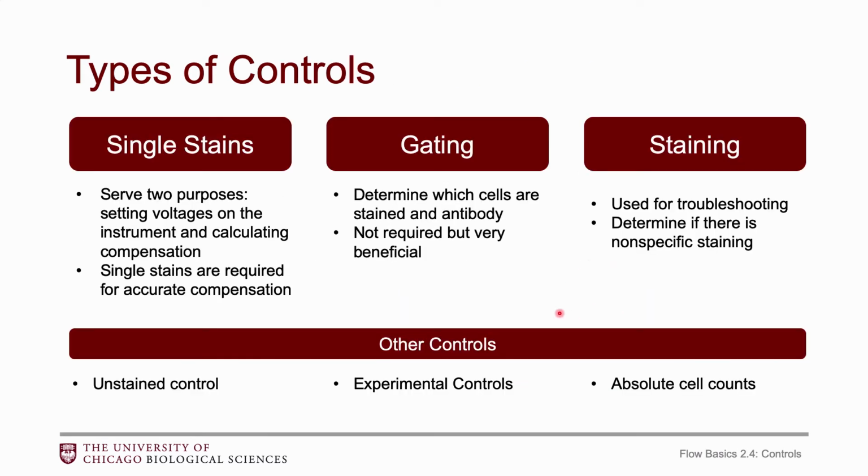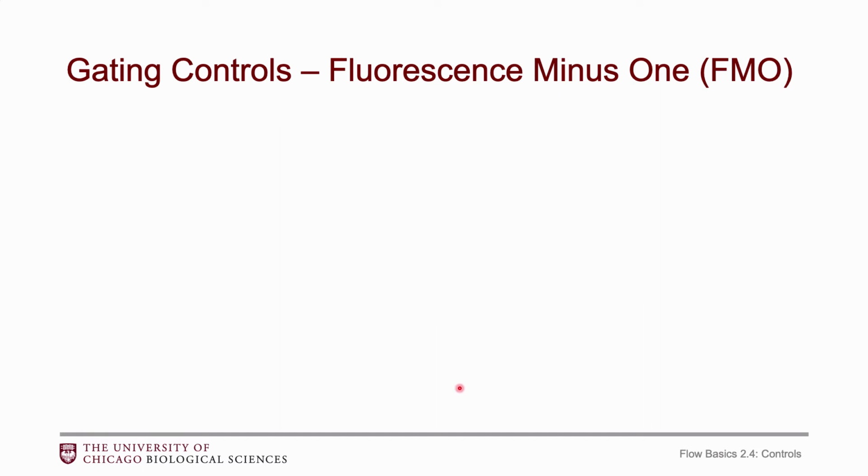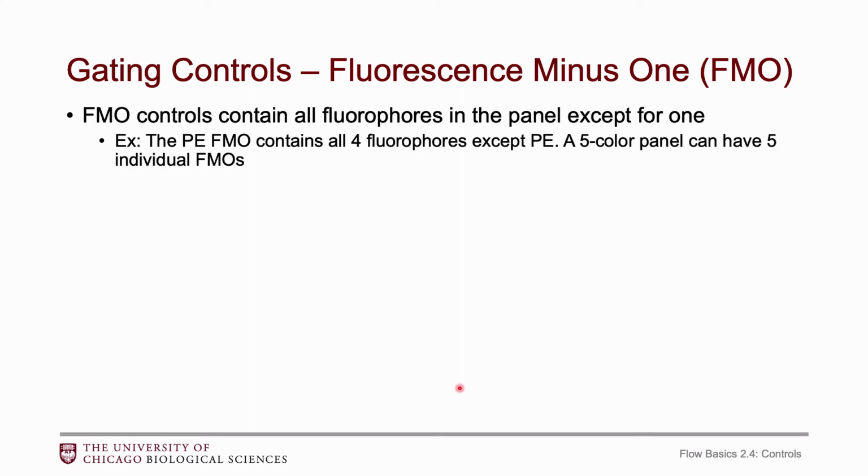Okay, so moving on to the gating controls, which are useful for analysis. The main gating control, the gold standard, is your fluorescence minus one control, also known as your FMO. These are basically the opposite of your single stains. They contain all of the fluorophores in the panel except for one fluorophore. Usually the naming is, if you have a PE FMO, that means it contains all fluorophores in your panel except for PE.